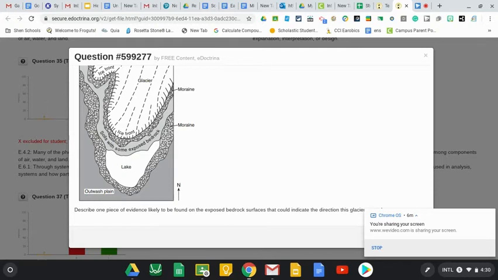Kudos to whoever used that. And maybe it was Cynthia. I forget. It was towards the end of the alphabet that I know when I was grading. Also, drumlins would be on the exposed bedrock. They wouldn't be carved into the exposed bedrock, but I gave credit for drumlins.